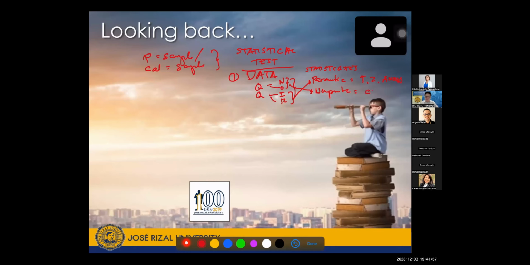Chi-square. Okay. So after determining what type of data you have, the next thing that you have to consider, which is very important, is the sample size. You have to take a look at your number of samples. Because if you are comparing one sample, or comparing more than two samples, this will still affect the type of statistics that you're going to use.